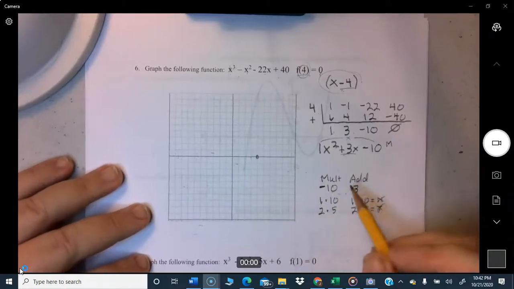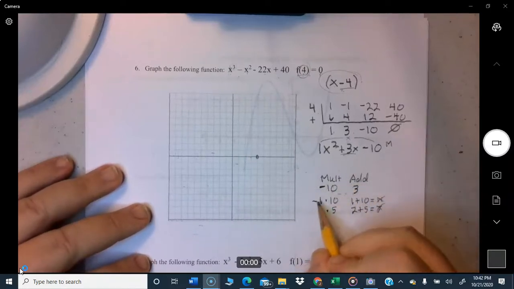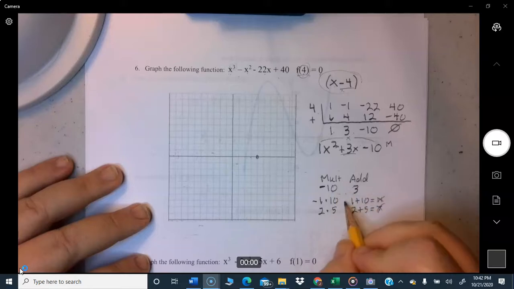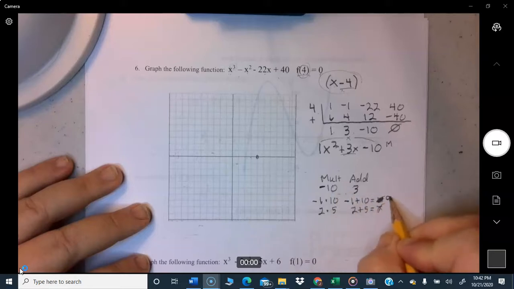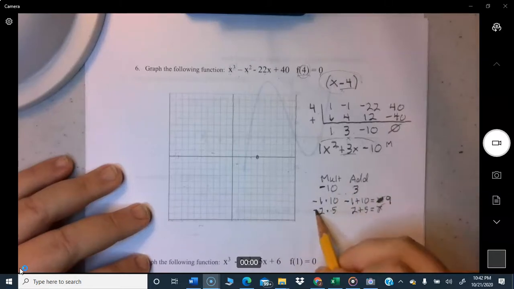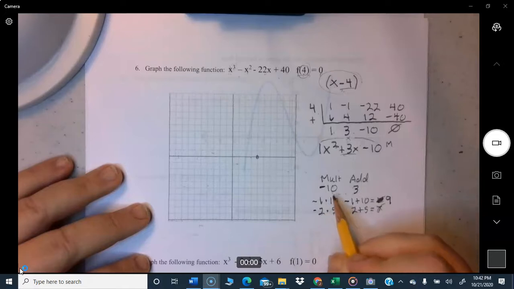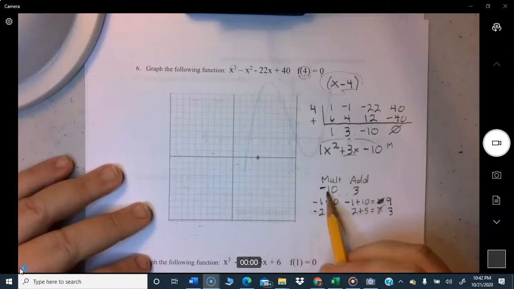Okay, so let's go back, check that again. So negative 1 times 10 is negative 10. Negative 1 plus 10 is 9. Negative 2 times 5 is negative 10. Negative 2 plus 5 is 3. So there we go. Yeah, it wouldn't have worked if that was positive 10. Okay, so again, try to always catch errors as quickly as you can. I just did. Okay, so it's negative 2, negative 5.